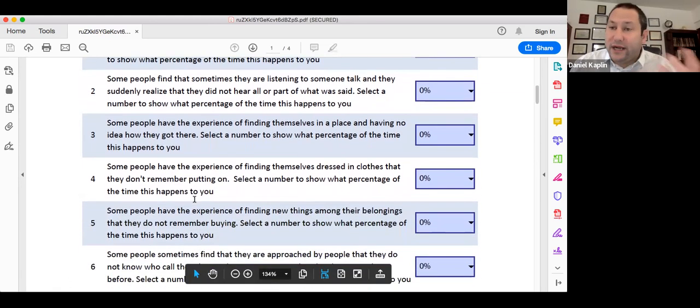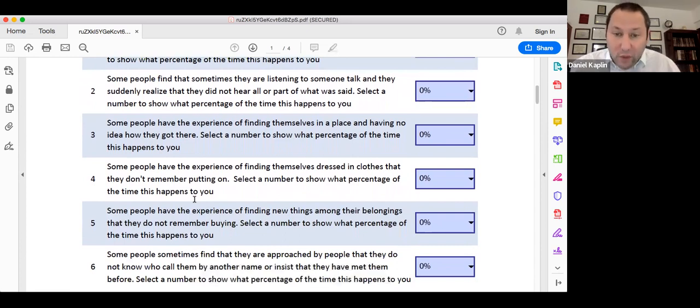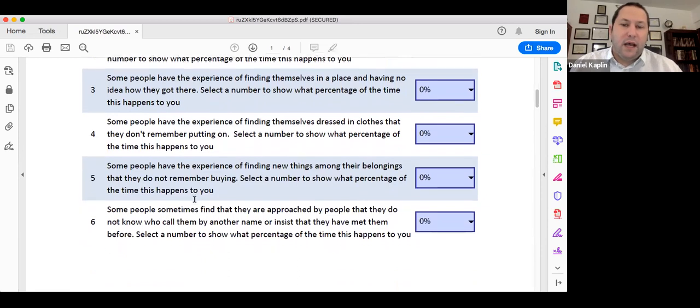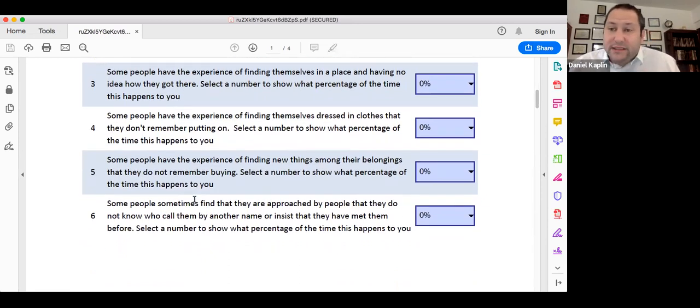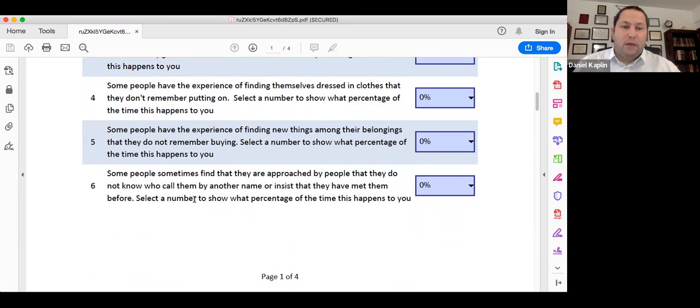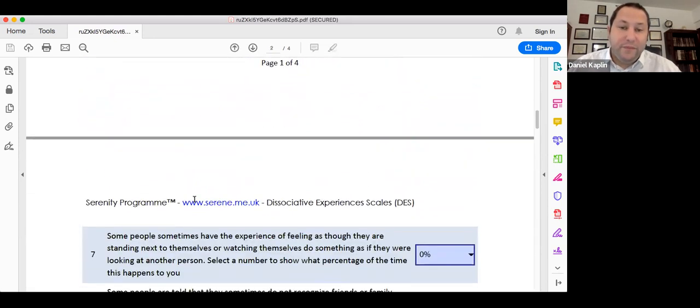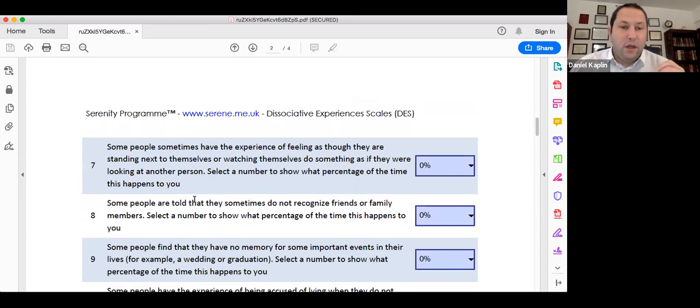They might find themselves dressed or clothed and not remember putting their clothing on. They might find new things amongst their belongings and not remember buying it. They might feel that they never met someone. So someone approaches and says hi, and they may not remember the person or their name. They might feel as though they're watching themselves, almost like an out of body experience. Now, we'll talk about depersonalization and derealization. This is more in that line, and so forth.